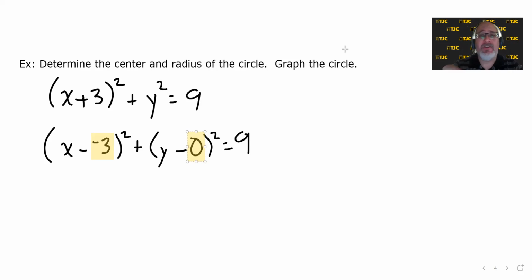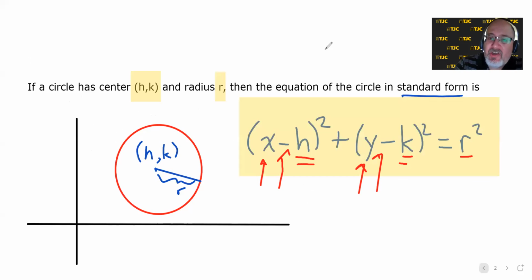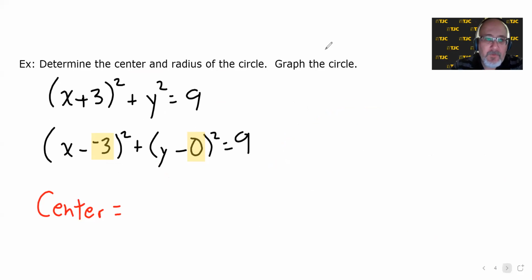But now that I know what's being subtracted from the x and what's being subtracted from the y, I can extract that to get the center. And again, the reason I wrote it that way is because I'm trying to make this equation have the correct form: x minus something squared, y minus something squared. The plus could be written as minus a negative, and the y could be written as y minus 0. But now that I've done all that, the things being subtracted are -3 and 0, and that's my center.